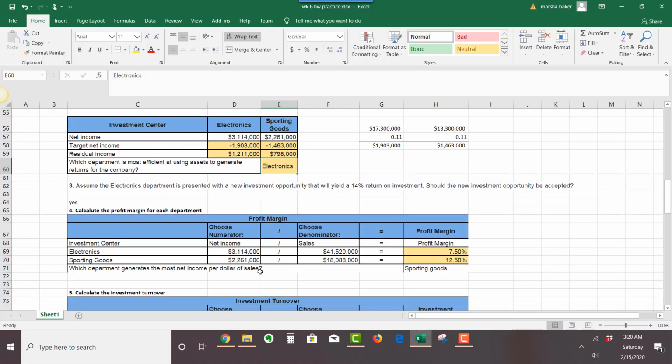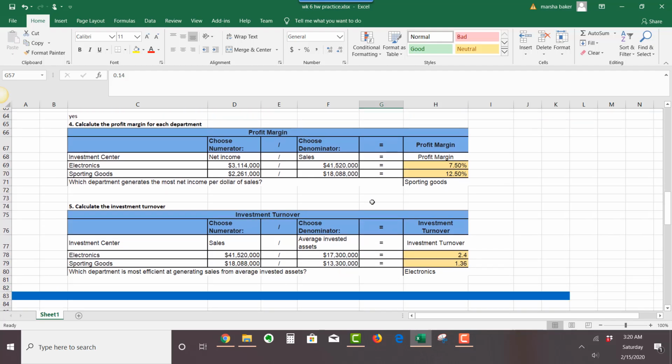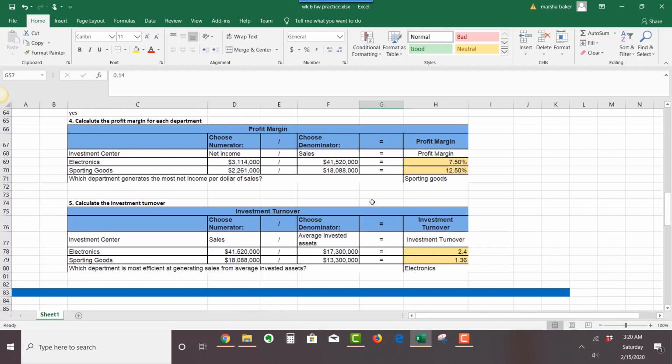So now we're going to figure out the, let's see. Assume the electronics department is presented with a new investment opportunity that will yield a 14% return on investment. Should the new opportunity be accepted? And so let's just go do that. If we take our initial investment, that says our net income has to be 2.4 million, which we've got 3.1. So yes, they can handle a 14% investment requirement.